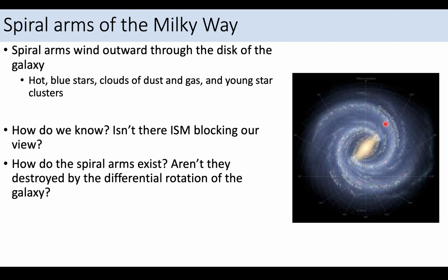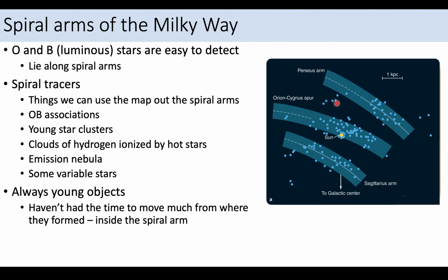So it's not that everything is going to spin at the same rate. You'd think that these spiral arms would be destroyed as the rate of rotation changes moving outwards. So let's explain both of those. So the spiral arms are mapped in a couple of different ways.